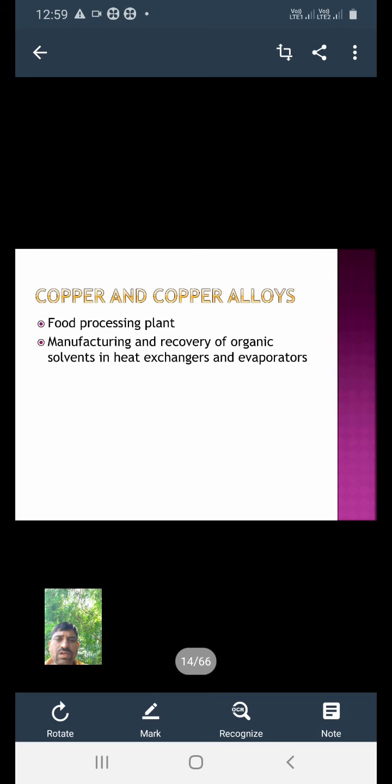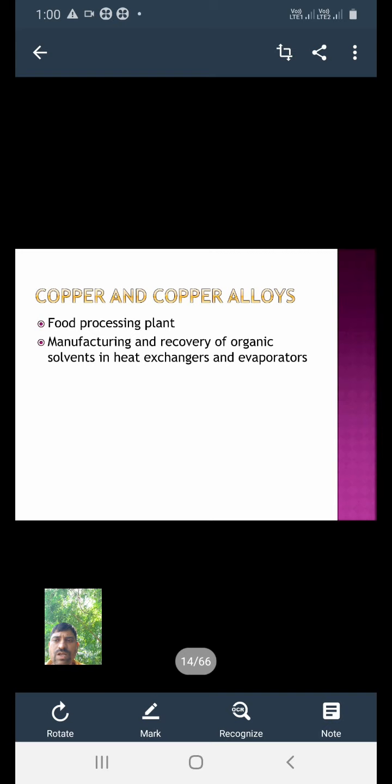We are using this in the manufacturing and recovery of organic solvent in heat exchangers and evaporators. In the evaporator and heat exchanger, for making them, we are using the material copper and copper alloy. Various coppers are used, for example CuZn30 and CuZn37. This is the grade of that material.